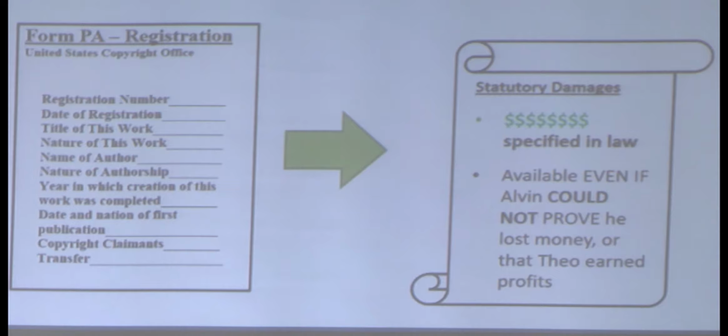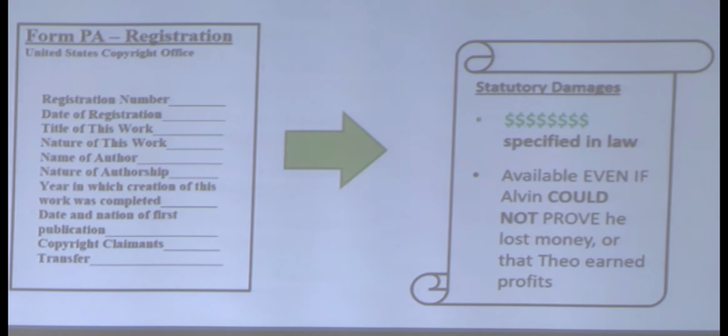Next, registration is required for Alvin to have an opportunity to recover statutory damages. This is important because if Alvin doesn't know exactly how much he lost or the profits earned by Theo Thievens, it may be difficult for him to prove how much he was actually damaged financially.